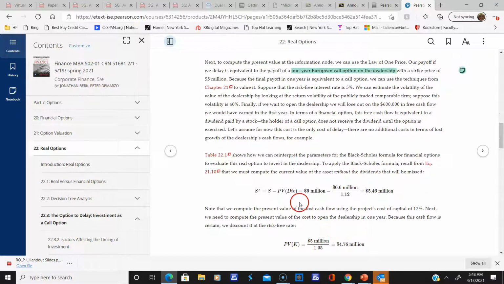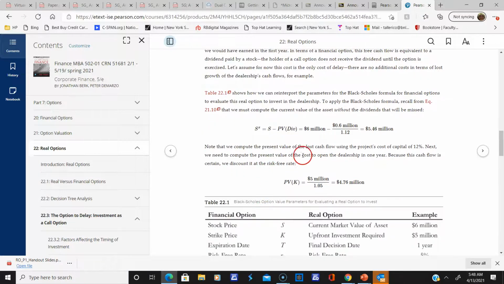Table 22.1 shows how we can interpret the parameters for the Black-Scholes formula for financial options to evaluate this real option. So we're doing a little equivalence. To apply the Black-Scholes formula, we must compute the current value of the asset without the dividends that will be missed. So basically they're showing you here, this is taking away the dividends that are going to be missed, and here it is right here.